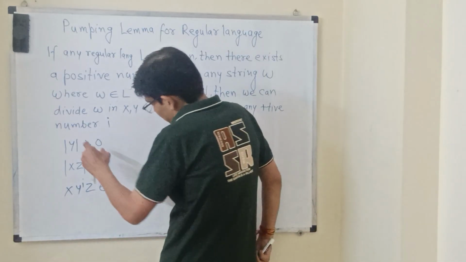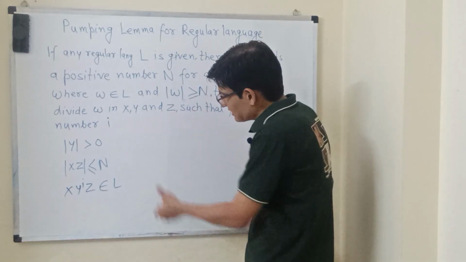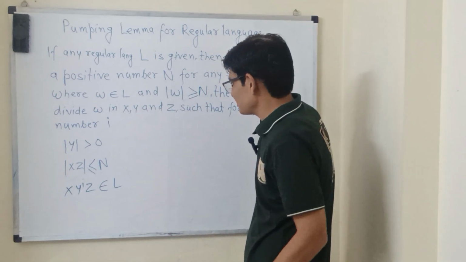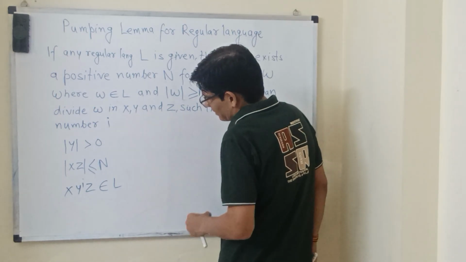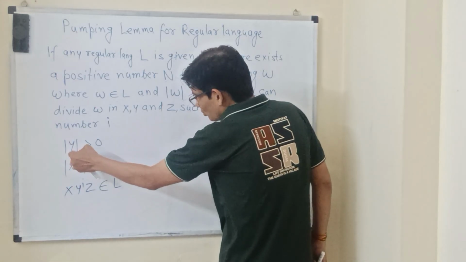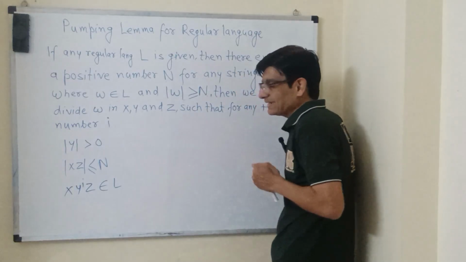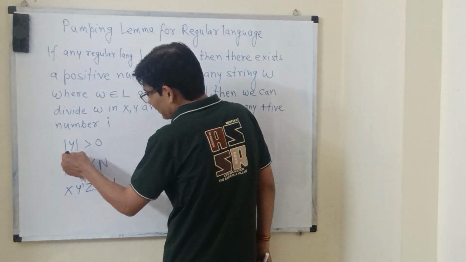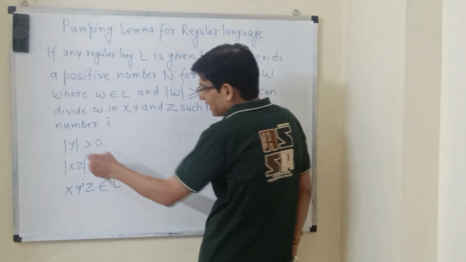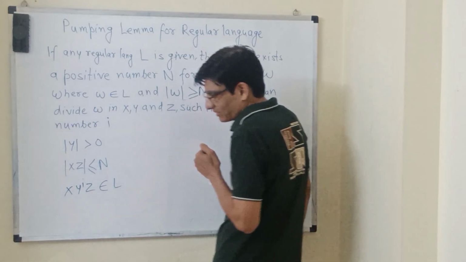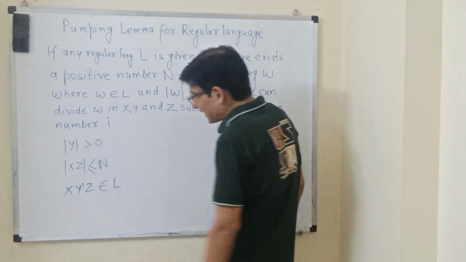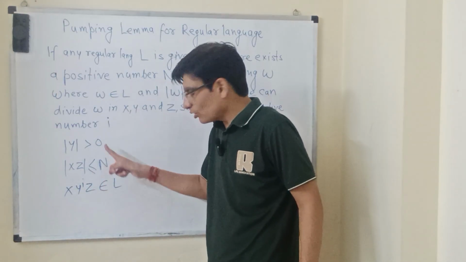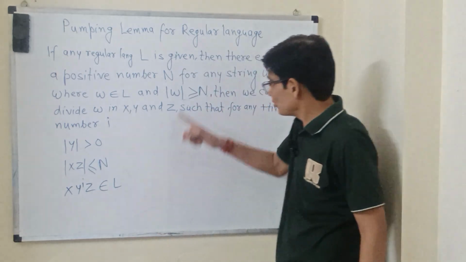Now these two conditions must be satisfied when we are dividing any string W into X, Y, and Z. The length of Y must be greater than zero. That means it cannot be empty or epsilon. At least one symbol must be there in Y. And the combined length of X and Z must be less than or equal to N, which is our positive number.